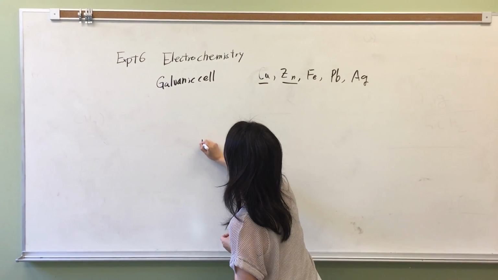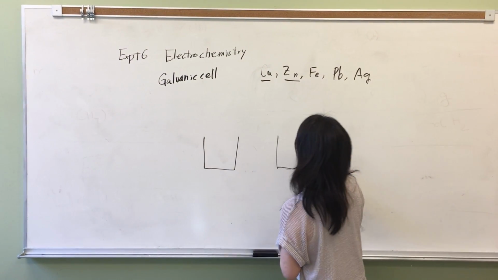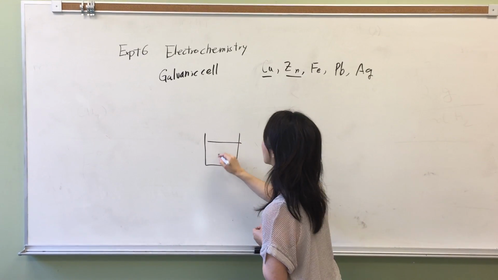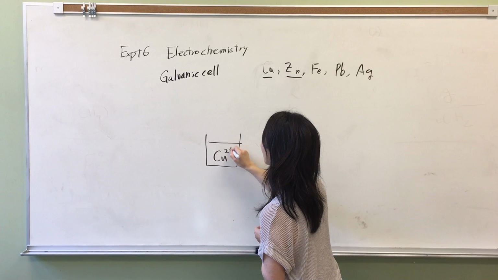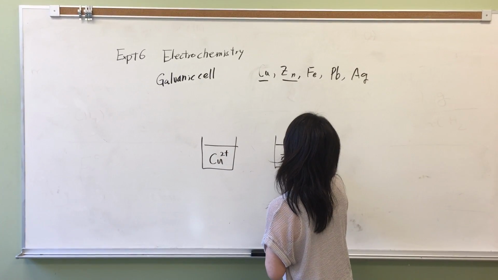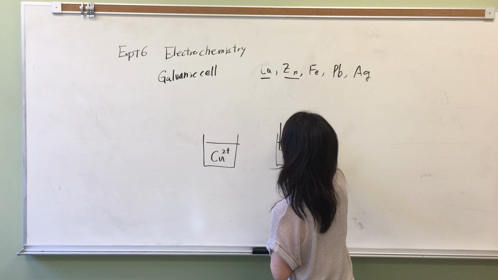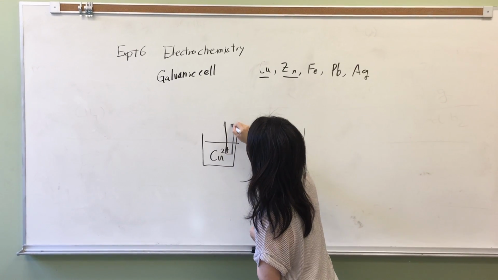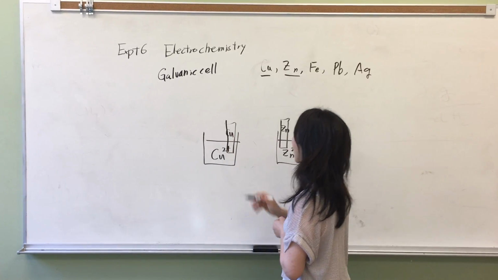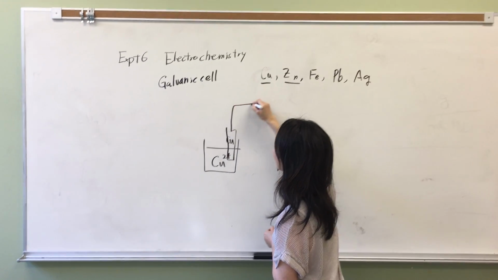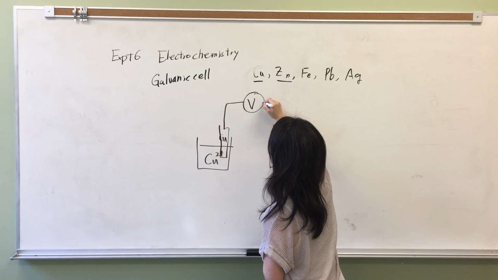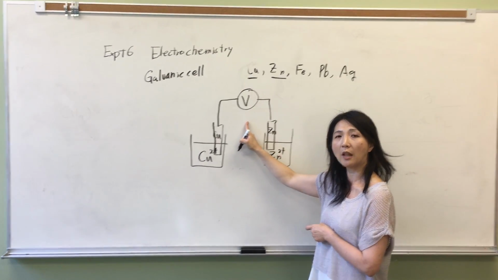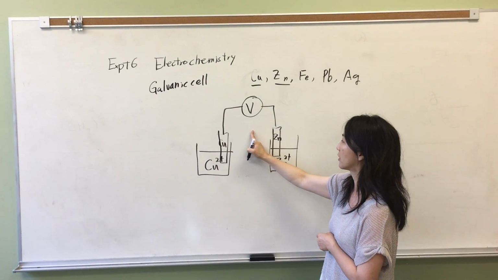So first, for the galvanic cell, you need to have two metal solutions. So we have copper and zinc. I'm just gonna write copper here, and zinc. And then you need to put in the metals. So this one is a zinc bar, and this one is copper, okay? Both of them have to be connected to the voltmeter. We're gonna use the pH meter in the lab to measure the cell potential, okay?